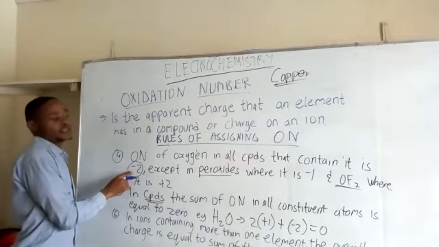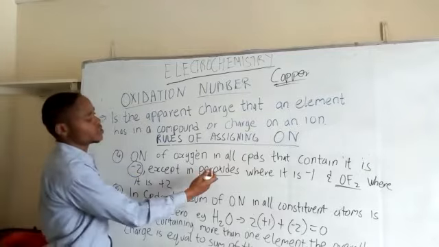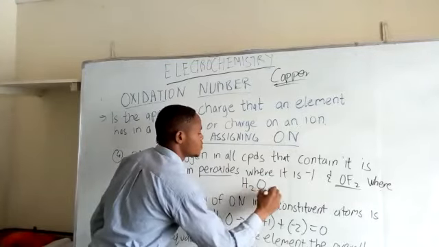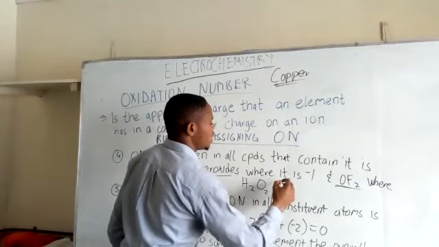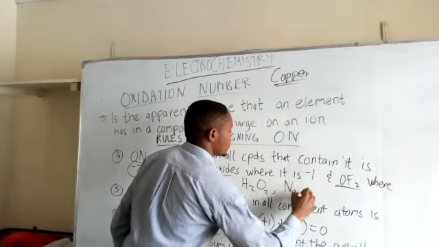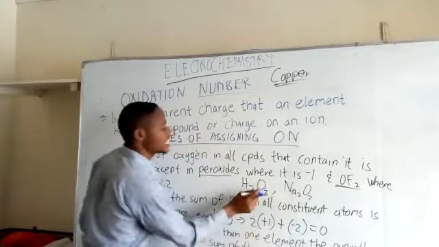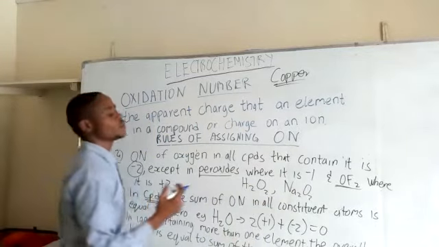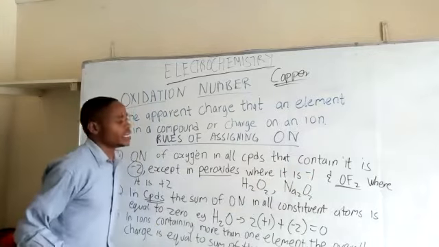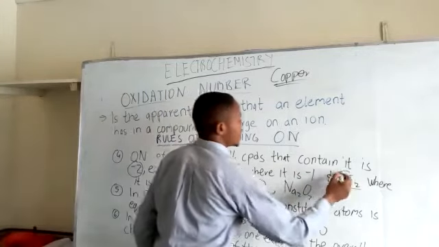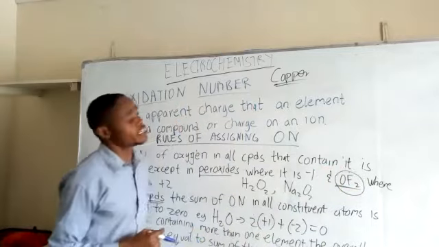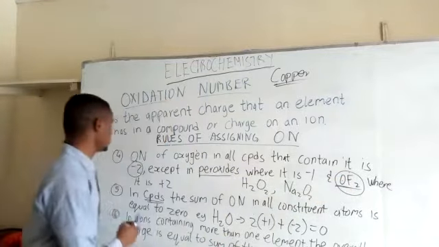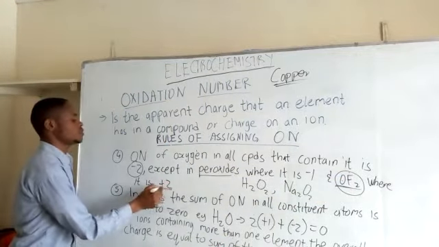The only exceptions are when we have peroxides. A good example, we can have hydrogen peroxide. Another one, we can also have sodium peroxide. So in this case, the oxygen in these peroxides has an oxidation number of -1. And of course, our third exception for oxygen is the oxide fluoride. So the oxidation number of this oxygen is +2.